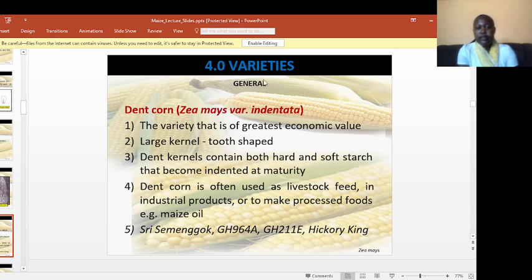We see dent corn, Zea mays var. indentata. The variety that is of greatest economic value, large kernel, fruit shaped. Dent corn is often used as livestock feed, in industrial products or to make processed food, e.g. maize oil.